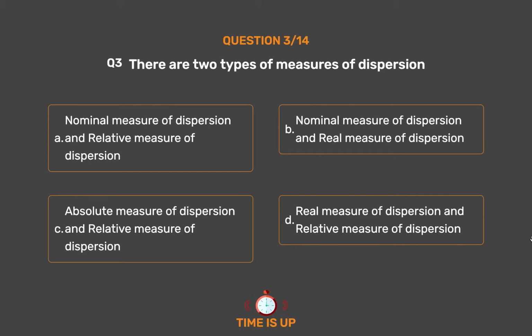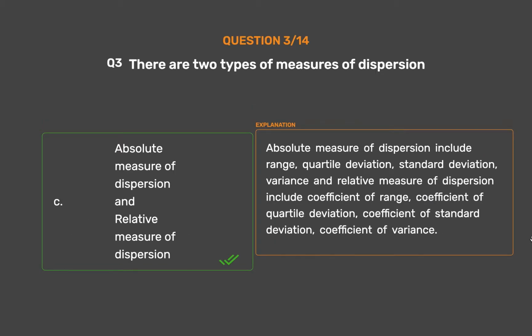The correct answer is Option C. Absolute measure of dispersion and relative measure of dispersion. Absolute measures of dispersion include range, quartile deviation, standard deviation, variance, and relative measures of dispersion include coefficient of range, coefficient of quartile deviation, coefficient of standard deviation, coefficient of variance.